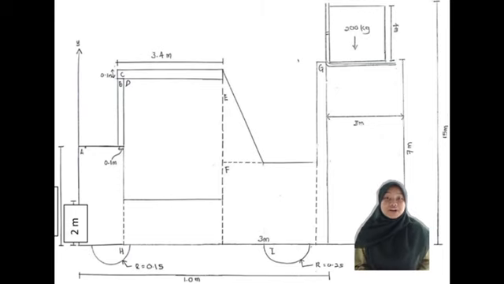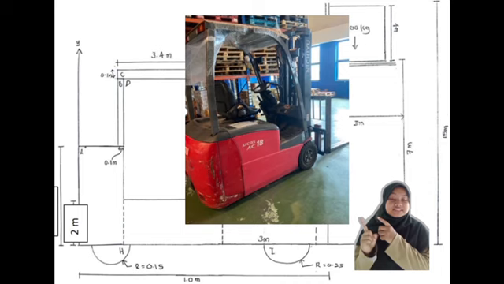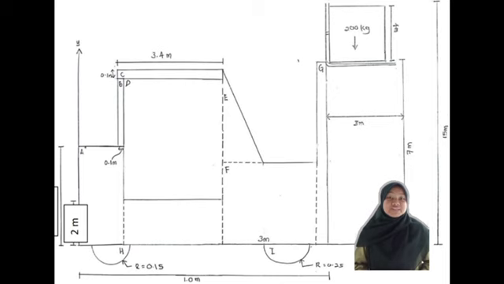Let's continue to the last part in this presentation. This part is about the centroid for the forklift. As you can see here, this is the side view for the forklift. From this side view, we can create the free body diagram with the dimensions needed to calculate this centroid. Your free body diagram will be like this.